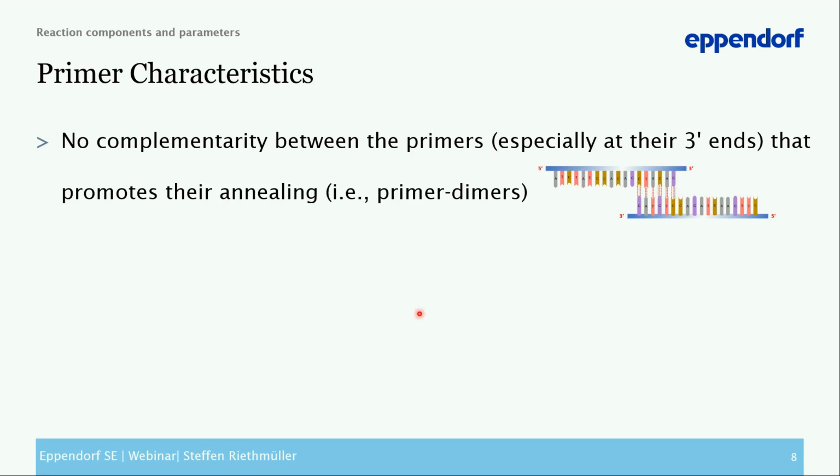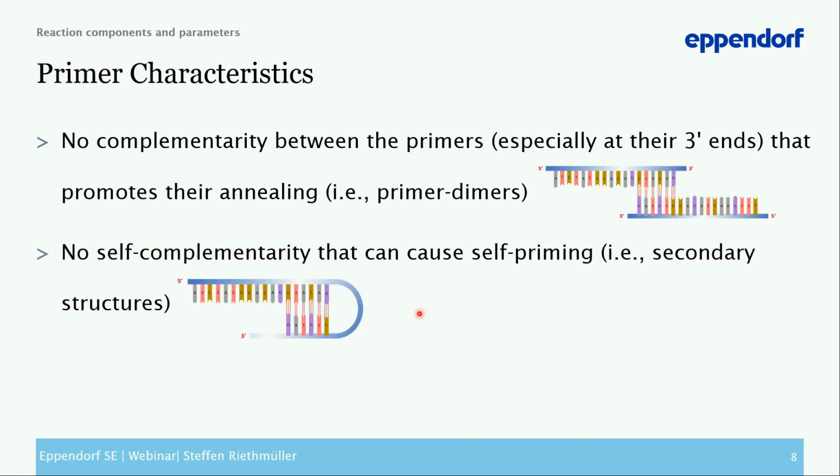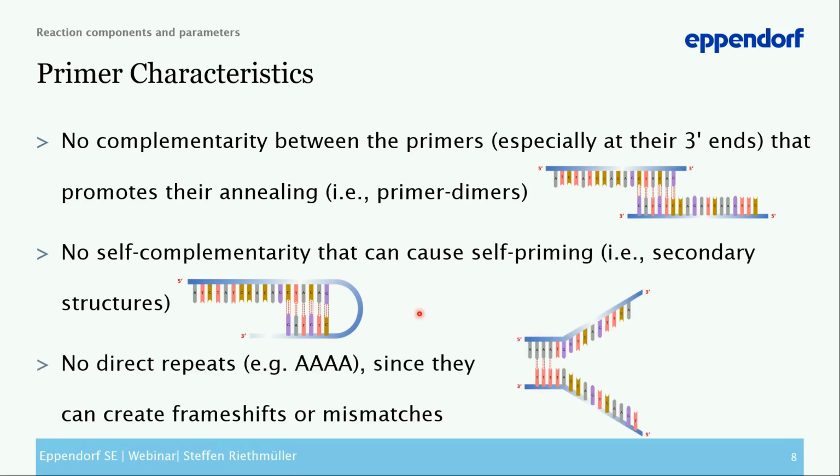Furthermore, it's important that the primers are not complementary, because then they form primer dimers, and this is, of course, nothing you want to have in your PCR. Then there should be no self-complementary parts in the primers because this would cause self-priming. And also direct repeats like 4 A's in a row can also lead to problems like frame shifts and mismatches.